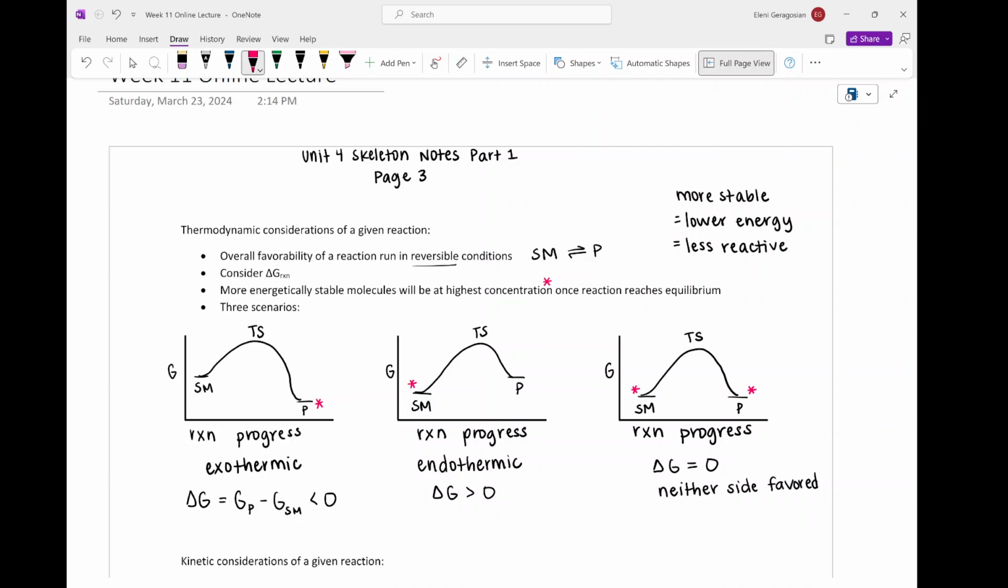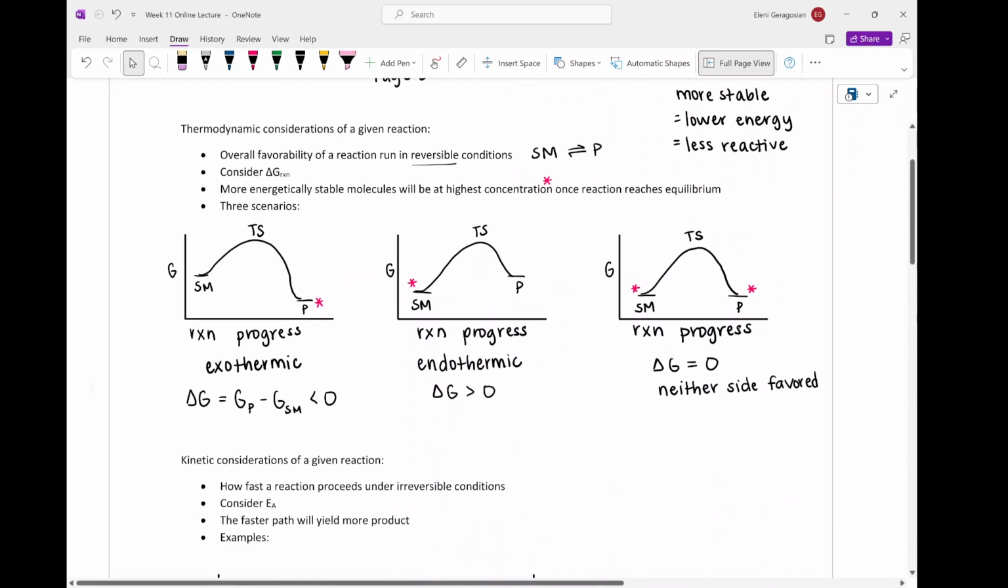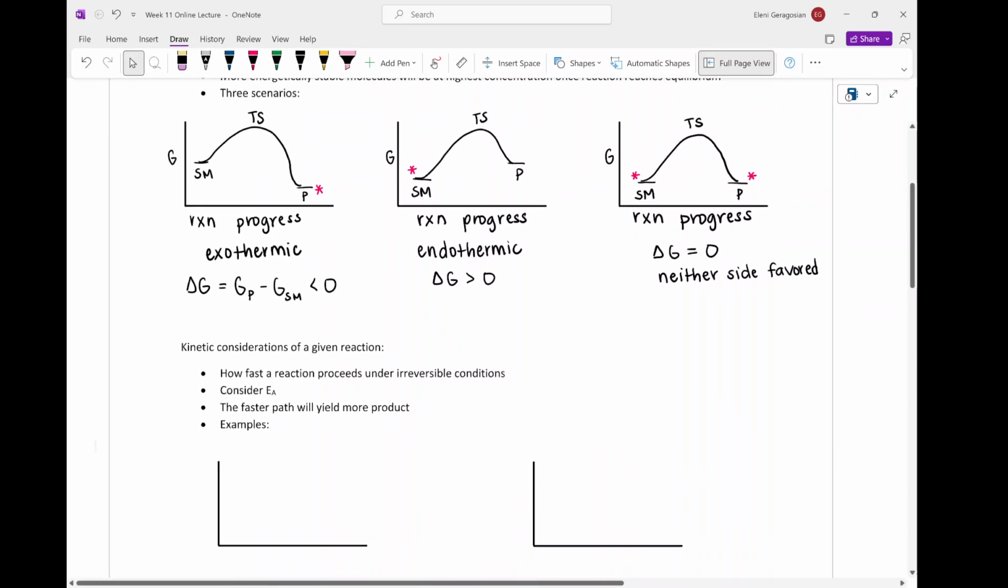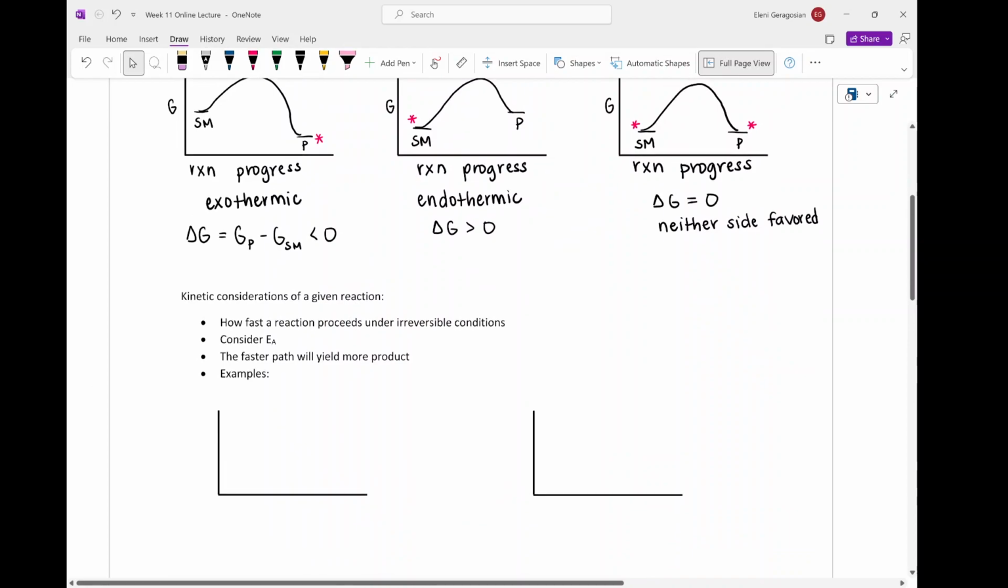So again, these show the overall favorability of a reaction so long as the reaction is run in reversible conditions, meaning that the starting material can form products, and the product can also form starting material. And so after time, once a reaction reaches equilibrium, the more stable molecule will be in higher concentration. So now let's think if we cannot reverse a reaction. If when the starting material forms product, that's the end. Well, here now we're thinking about kinetic considerations.